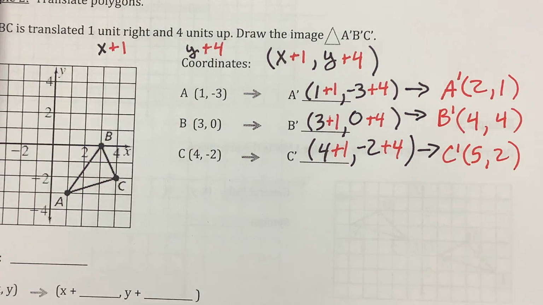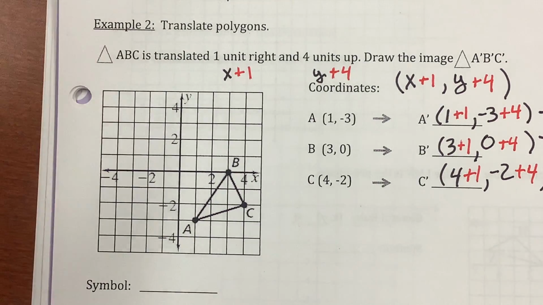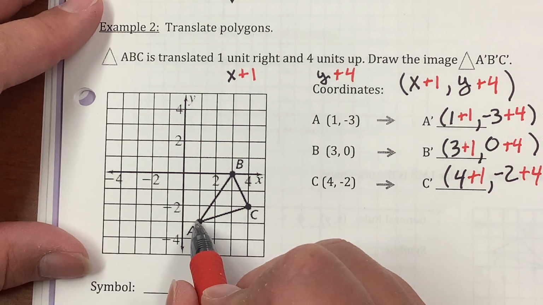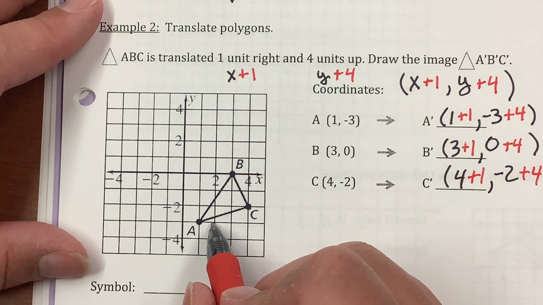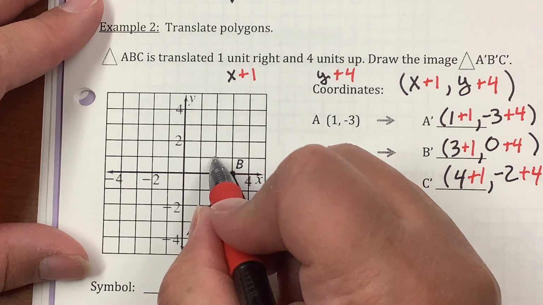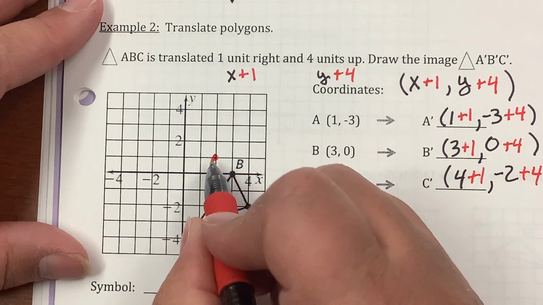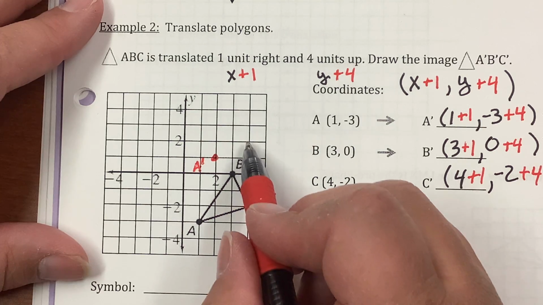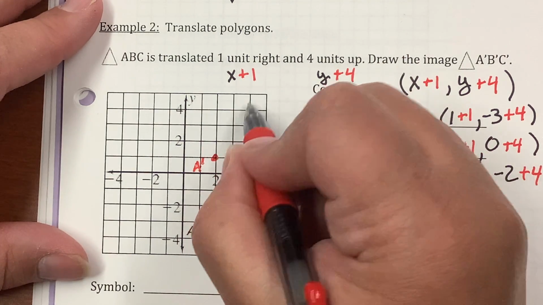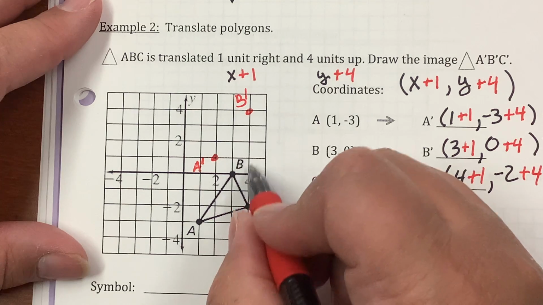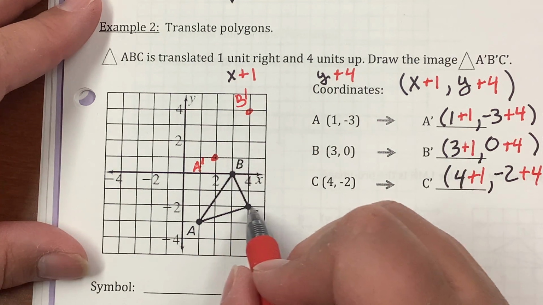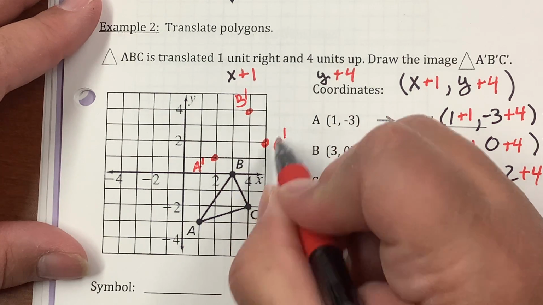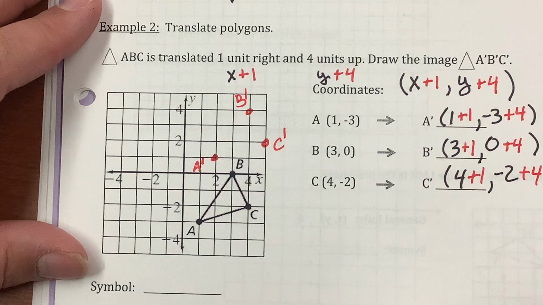So let's do this on the coordinate plane by actually counting. So A, sorry, A, 1 to the right, and up 4. 1, 2, 3, 4. Look, that is (2, 1). So that is the A prime. Good. This one, 1 to the right, 1, 2, 3, 4. Here's B prime, and that is at (4, 4). Good. C prime, 1 to the right, 1, 2, 3, 4. C prime is at (5, 2).